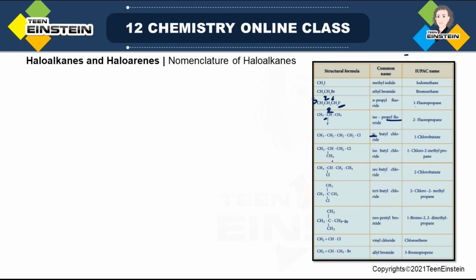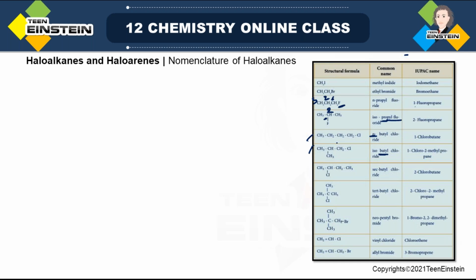Next molecule is also 4 carbon, but now we have methyl branching. So these two are basically isomers of each other. The only difference is now we have branching, and again we have the Me2CH group, but total 4 carbon, so it is iso but not propyl. Here it is propyl, but it is isobutyl. And if it is the IUPAC name, now it will be 1-chloro-2-methyl.